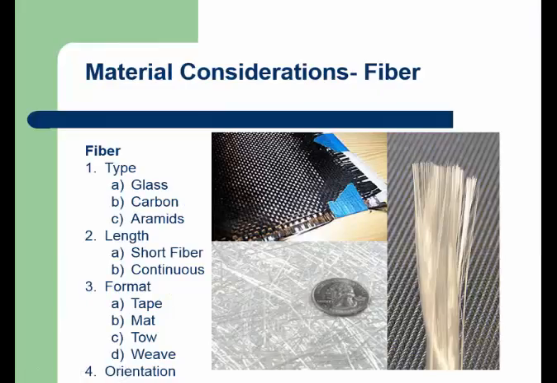So let's talk about material considerations. We have fiber. We've gone over this before, so I'll just go over it real quickly. We have three types of fibers: glass, carbon, and aramids. Glass is the cheapest. Carbon has the highest specific strength, and aramids fall, in terms of cost and strength, somewhere in between glass and carbon.